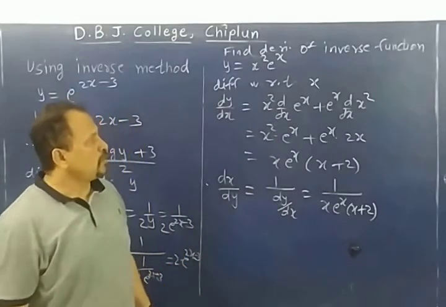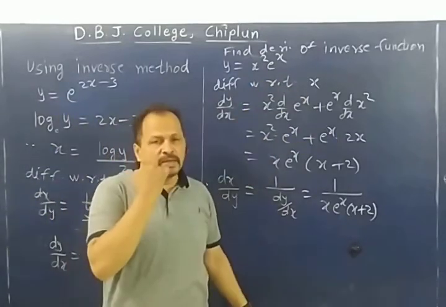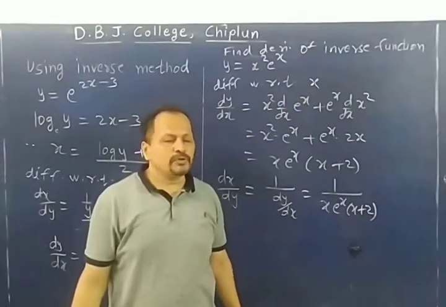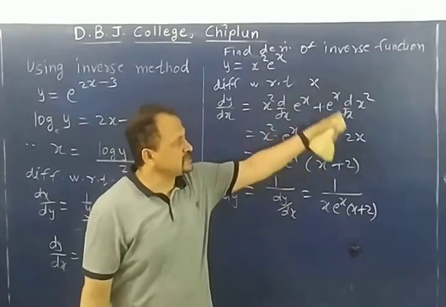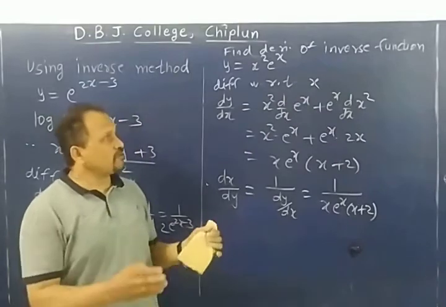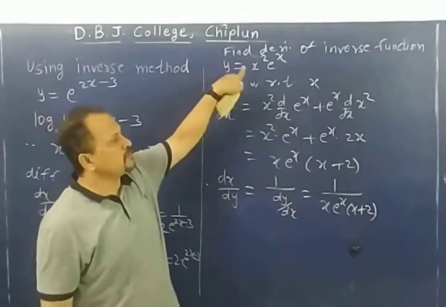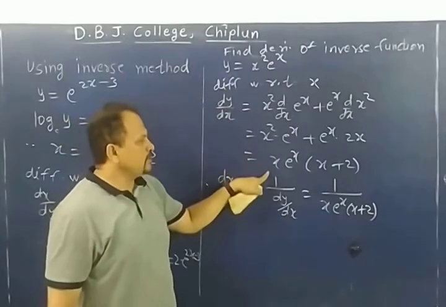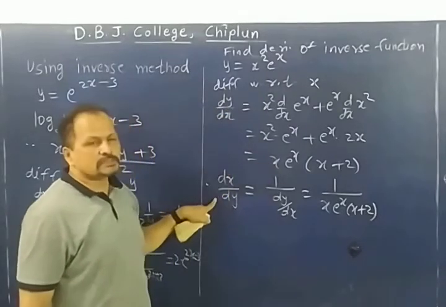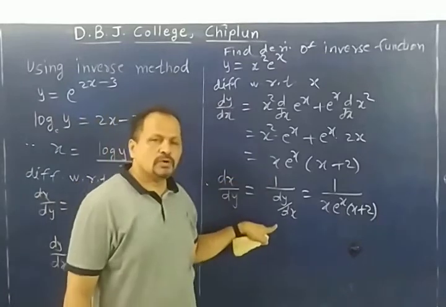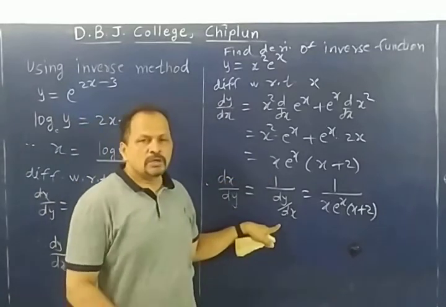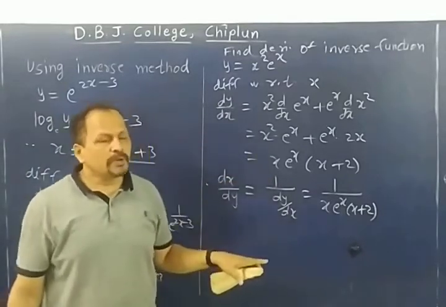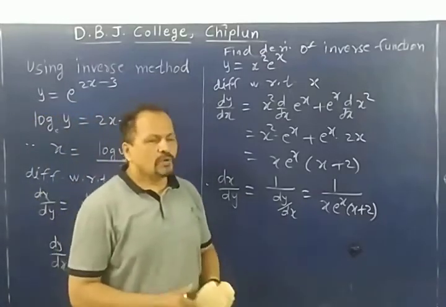Fine. All the problems in this exercise of 1.2, question number 2, are similar to this. Whatever function is given to you, y equal to some function in x, find its derivative and find the derivative of inverse, that is dx by dy is equal to 1 upon dy by dx. All problems are simple problems. We will take one more.